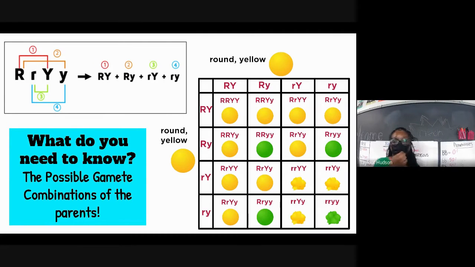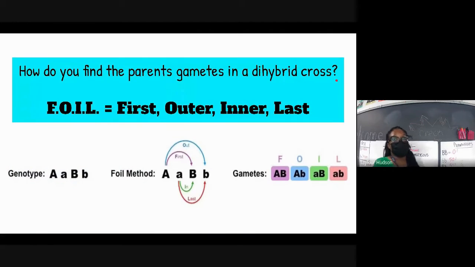Now, what is one thing you notice about the top and the side of the Punnett square that is different? How many letters is each parent giving? 2. All right, it's 2. So there's a little trick that you can use to figure out which letters each parent is going to give. And it's called foiling, like math. First, outer, inner, last. And so you're going to use this foiling method to figure out the gamete combinations of the parents. All right? So I'm going to show you with the example on the screen, and then we'll do the one in the portfolio.